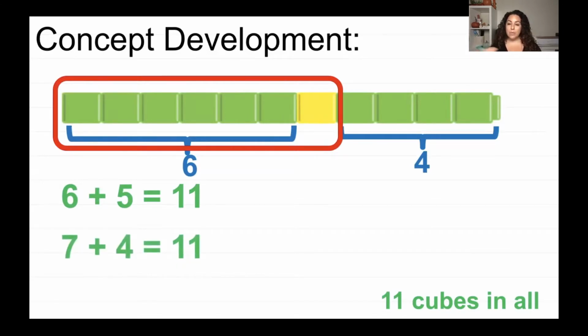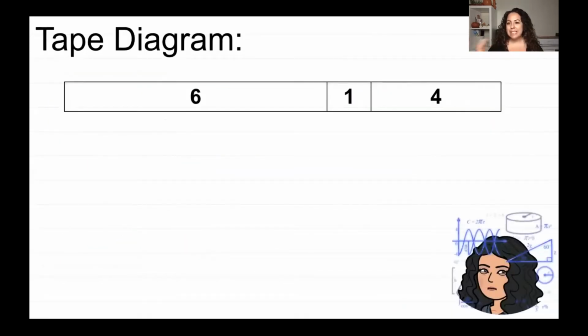Okay, now we're going to look at this in a tape diagram model. So now I have my tape diagram right here, and you can see I have it laid out the same way I had those cubes laid out. If you remember, I had 6 green cubes, 1 yellow cube, and 4 green cubes. Now I'm going to combine these two together, and then that makes 5. So if I combine that together, my number sentence would be 6 plus 5 equals 11.